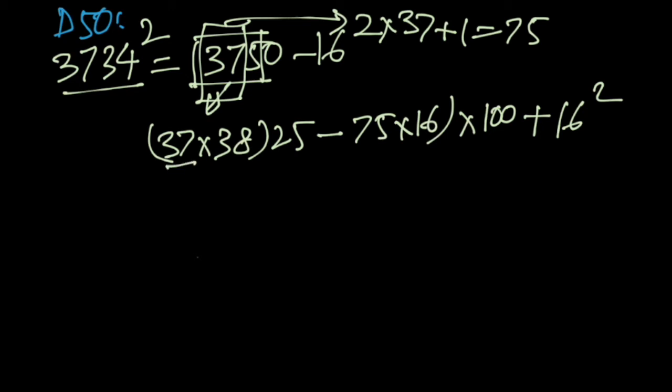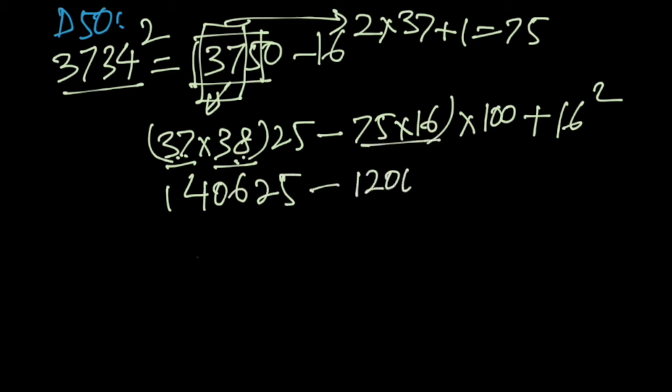So, 37 times 38, we can do 40 minus 3 and 40 minus 2. So, 3 plus 2, 5 times 40 is 200. So, 1600 minus 200 plus 3 times 2, 6. So, 1406. 25 times this thing is 1200.